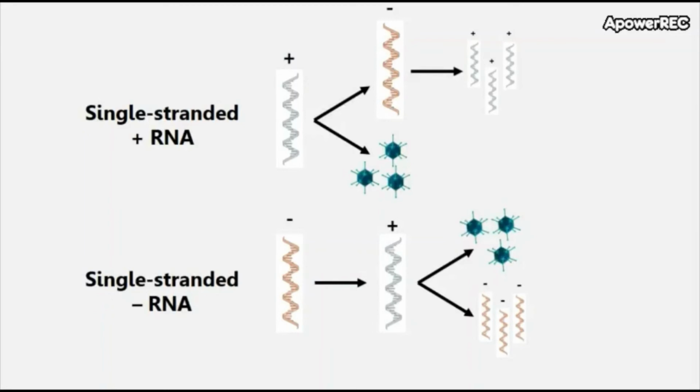So for a positive strand, you're going to need the antisense strand to make more copies of the genome. For a negative single strand of RNA, you're going to need the positive strand to make more copies of the genome.